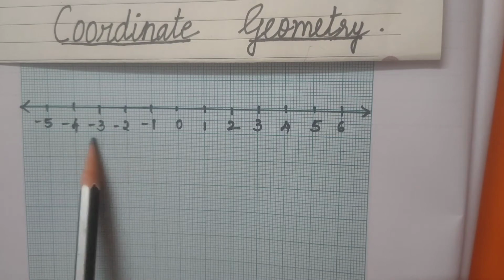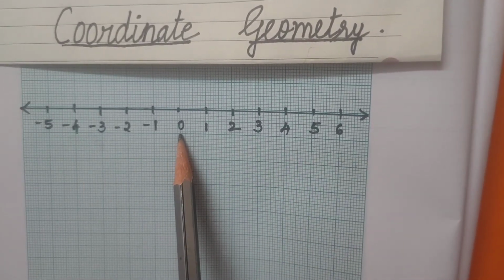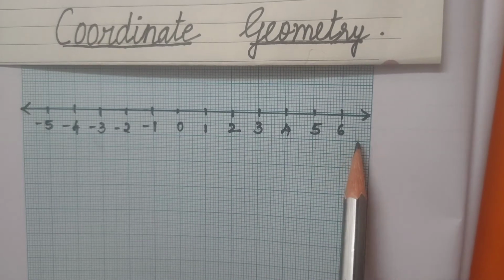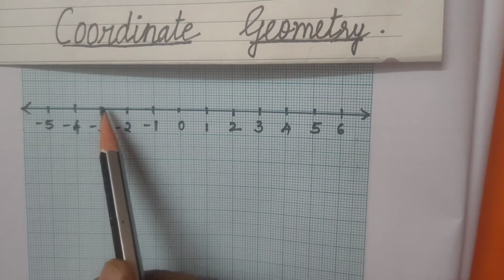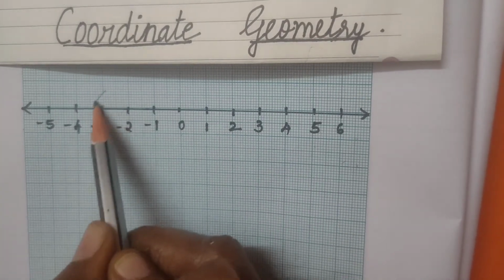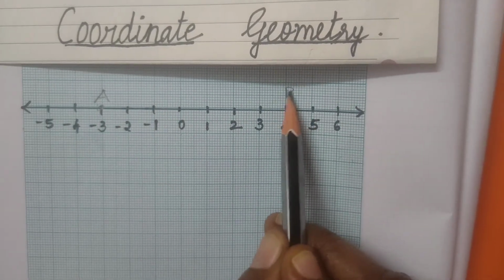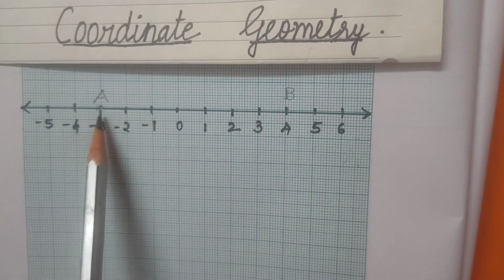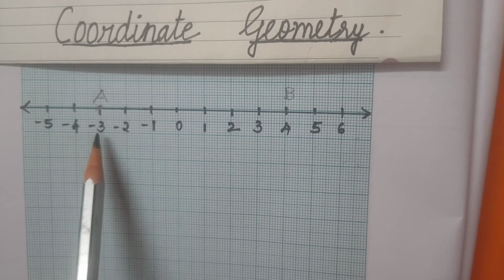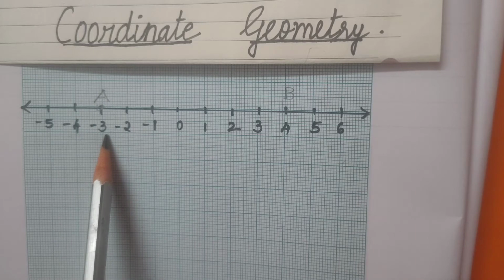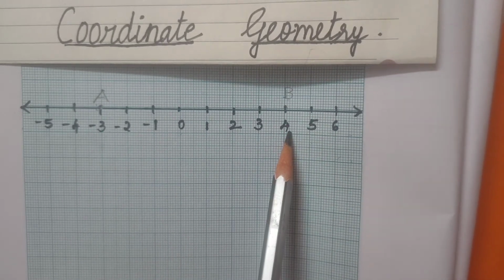Now what do you see here? What do we say this one? This is a number line where we can see a 0, and these all are the positive numbers and these all are the negative numbers. If for example I am naming this point as A, and this point as B, the coordinate for the point A is what? -3. And the coordinate for the point B is 4, we say, right?